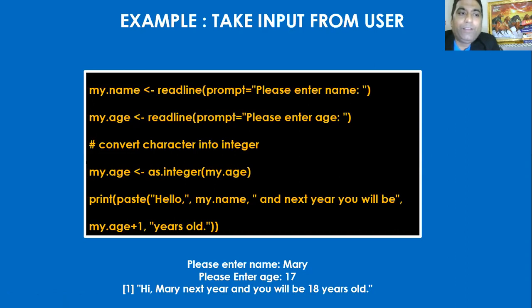Now it will print hello, my name, and next year your age will be age plus 1 years old. Suppose I have executed it, if you see the bottom part, what I have used here, you can see the name I have entered is Mary, age is 17, and the output will be hi Mary, next year you will be 18 years old.